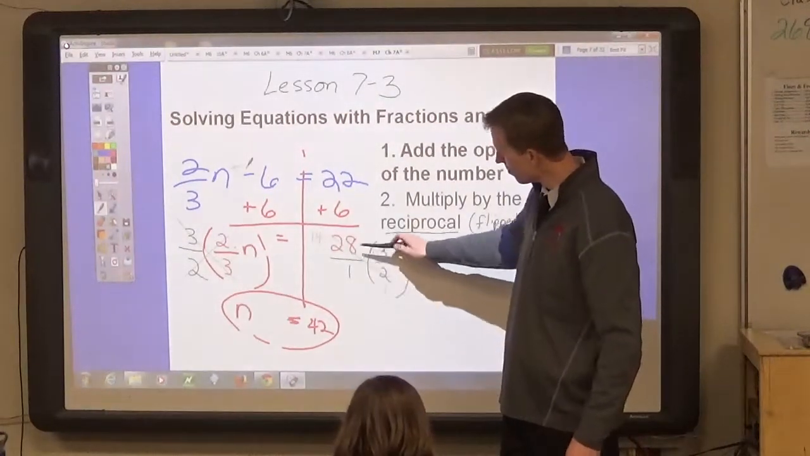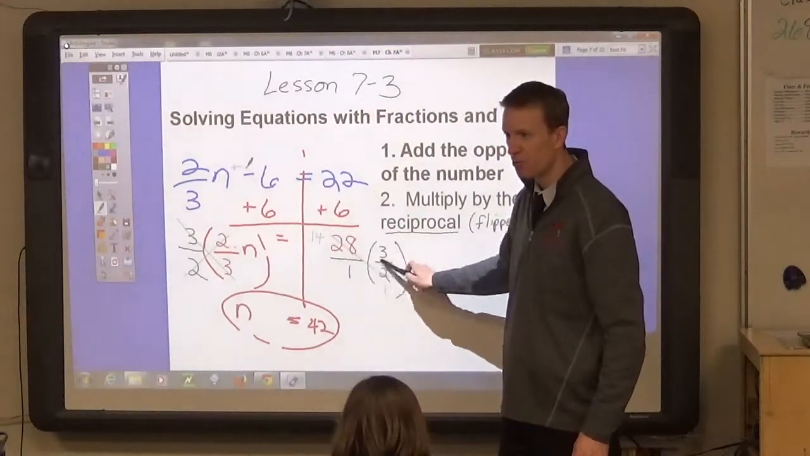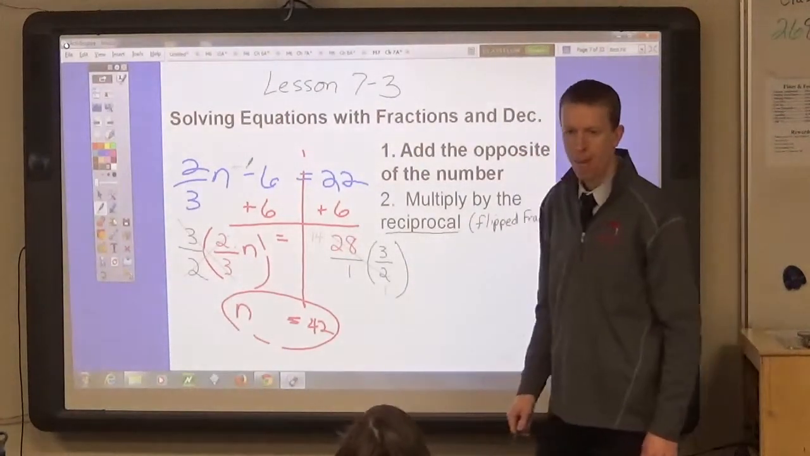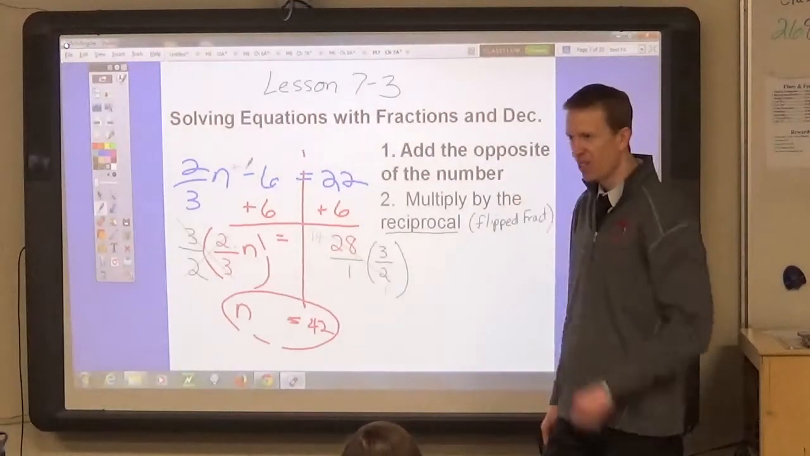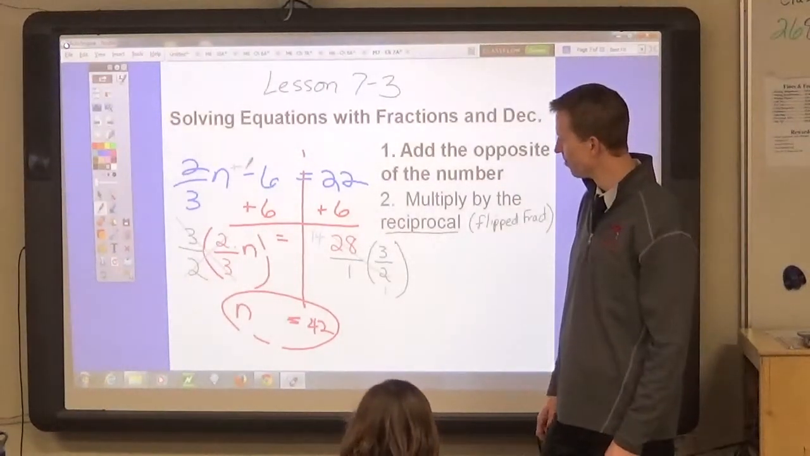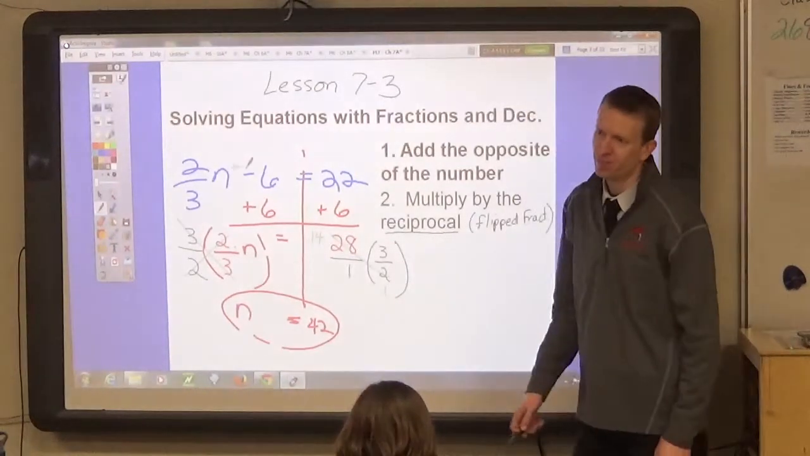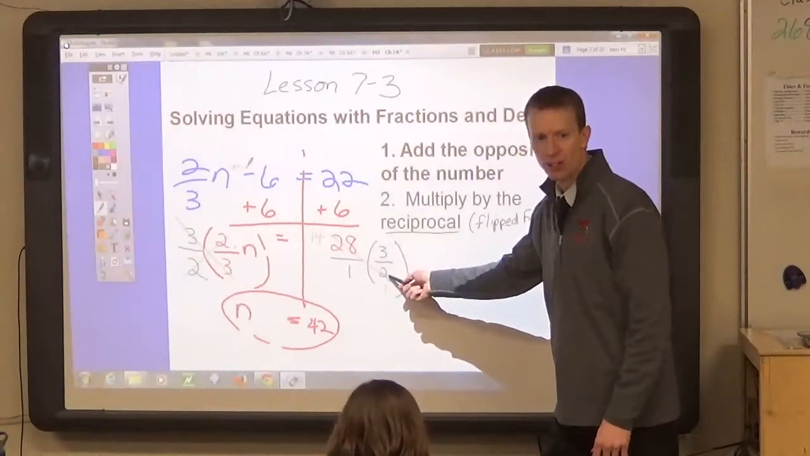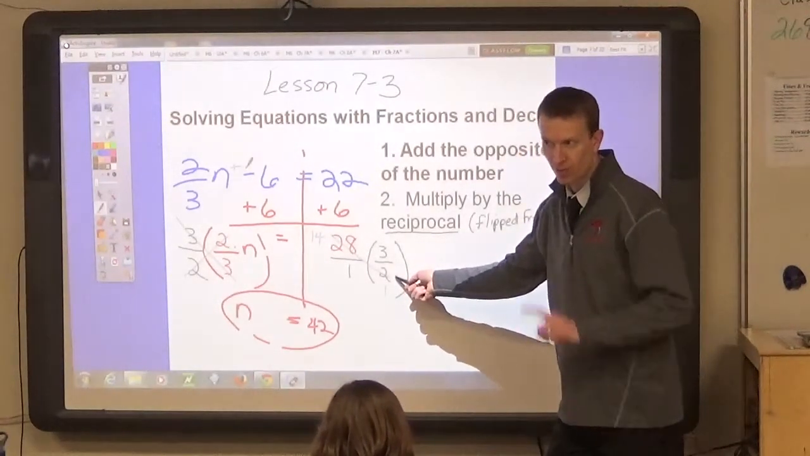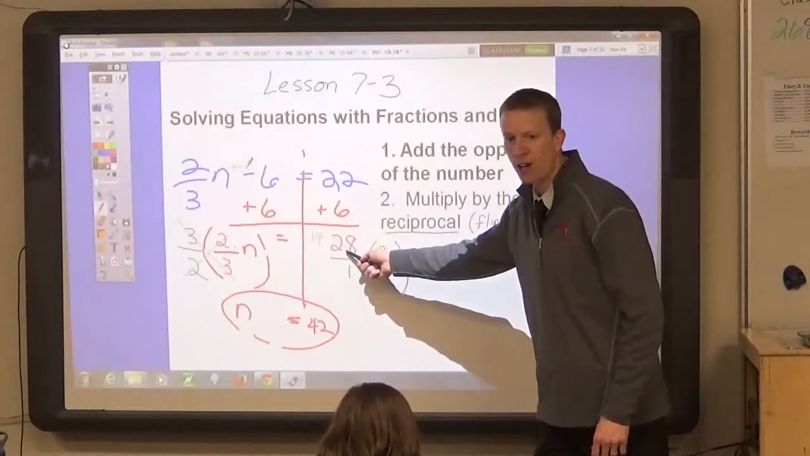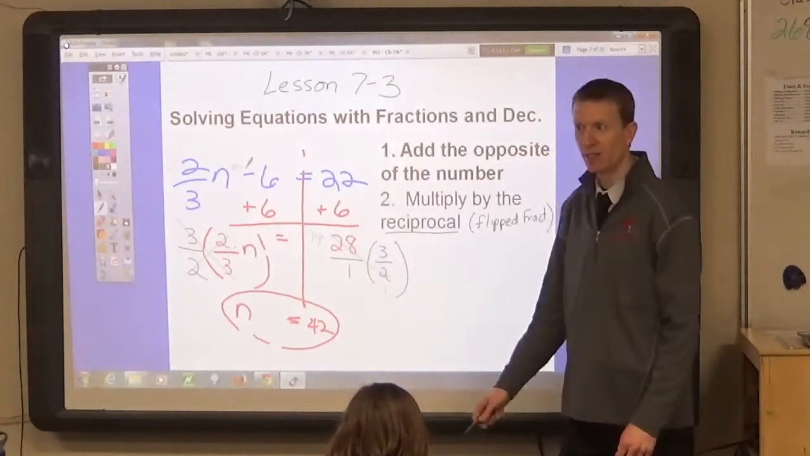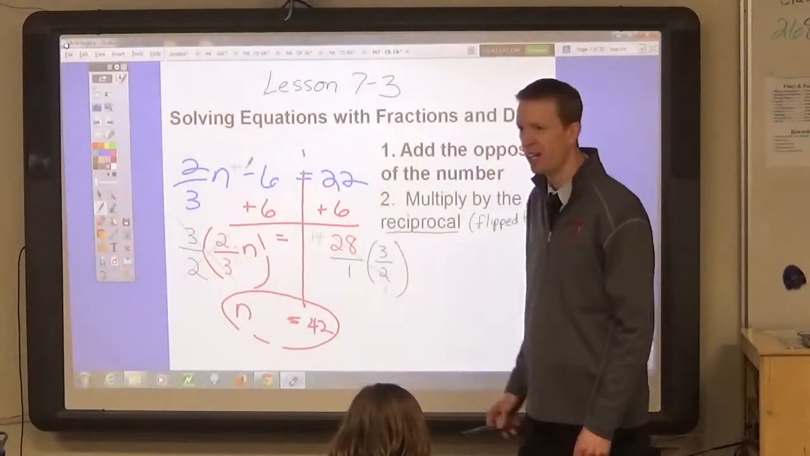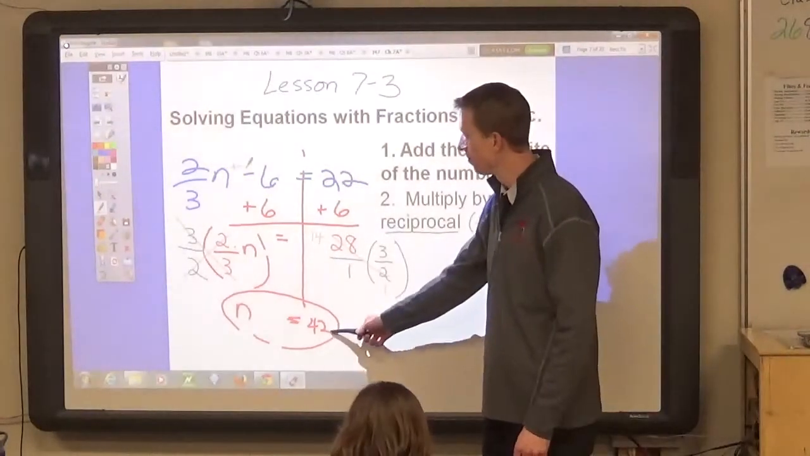Then, 28 over 1 times 3 over 2. How can we simplify that? You can divide 28 by 2. Right. Yeah, we call that factoring out. You can factor out 2 out of 2 once, and 2 out of 28 is 14. Okay? And then multiply 14 times 3, n equals 42. Right?